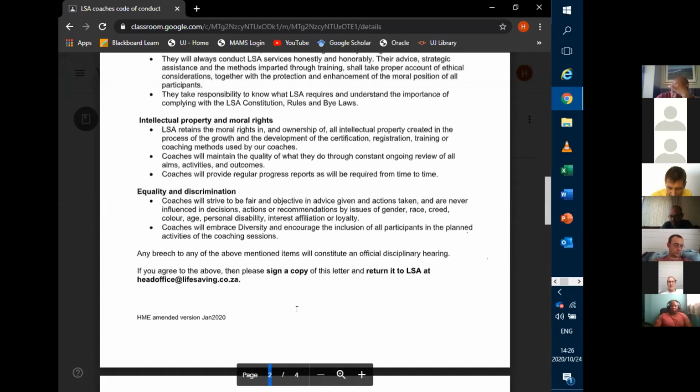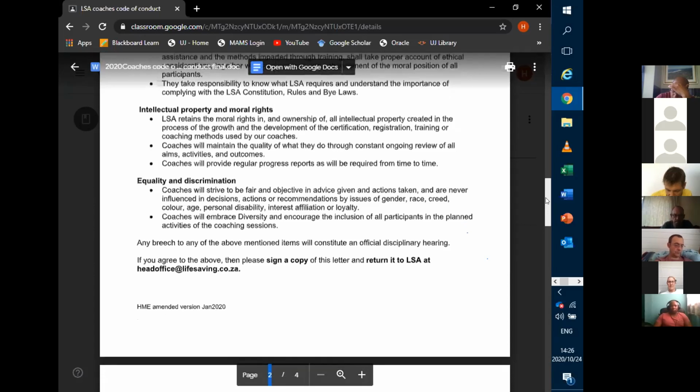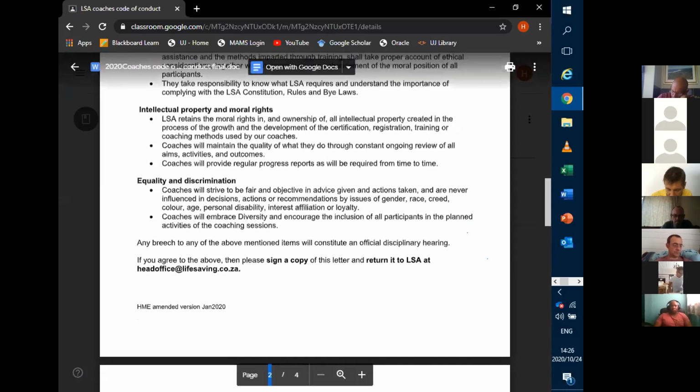Equality and discrimination. This is also important. In our country, we have to look after that. Coaches will strive to be fair and objective in advice given and actions taken, and are never influenced in decisions, actions, or recommendations by issues of gender and race, creed, color, age, personal disability, interest, affiliation, or loyalty. Especially the first few, gender and race.